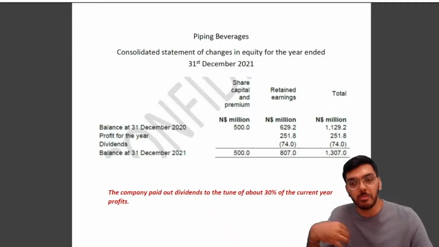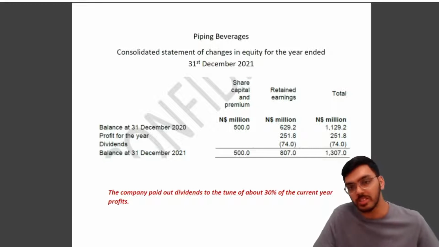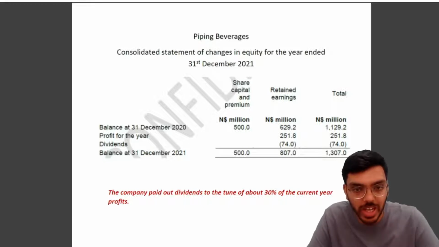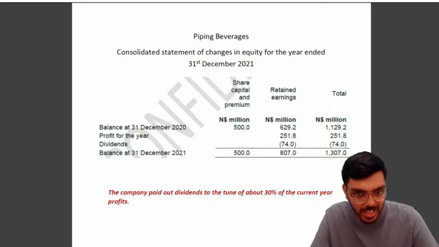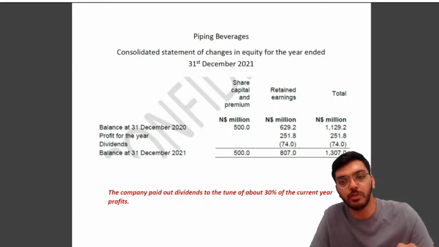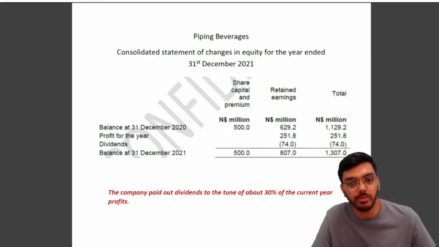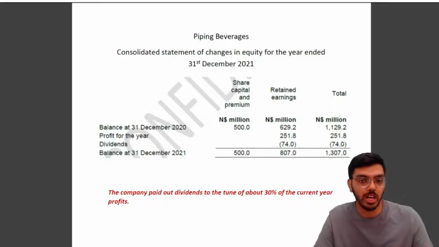And if you have that background knowledge, now reading this will become a whole lot easier. So firstly, our share capital and premium stands at 500 million. Retained earnings of 629 at the end of last year, so it becomes the opening of this year. The profit for this year is added. The dividend paid out in this year was 74 million, which means out of the 251.8 million profit that you made, 74 million was paid out, and that brings you to the balance at the end of this year.